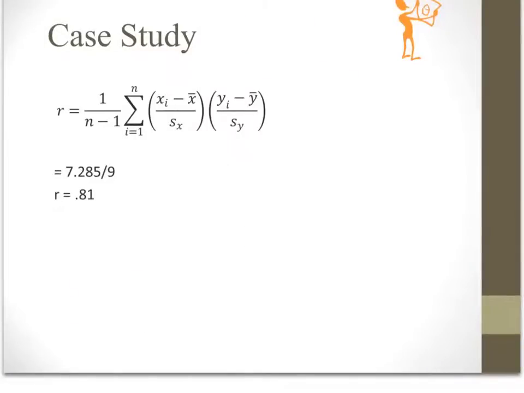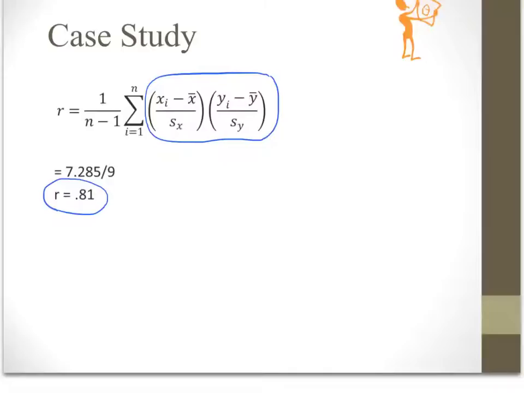So again, this part was the last column, and when we added them all up, we got 7.285. Divide that by 9, because our n was 10, and 10 minus 1 is 9. And we get an R of 0.81.